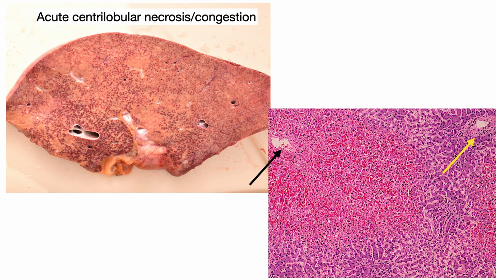So to the right of it, you can see the yellow arrow shows the portal tract. You can see the hepatocytes around it are nice and purple. The black arrow shows the central vein, and the hepatocytes around it are pink, so they're eosinophilic, they're necrotic, and then you see some degree of congestion as well, the sinusoids, and then there's going to be some inflammatory infiltrate there too.